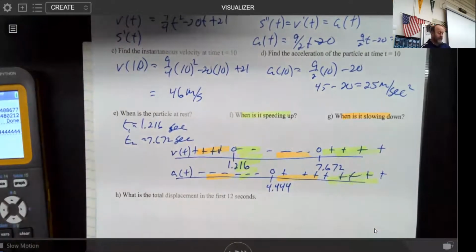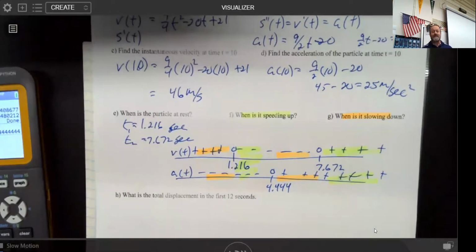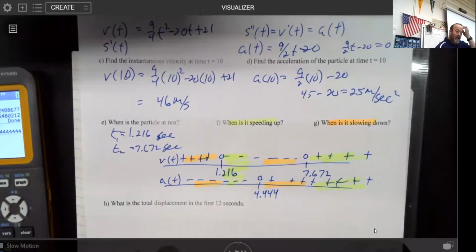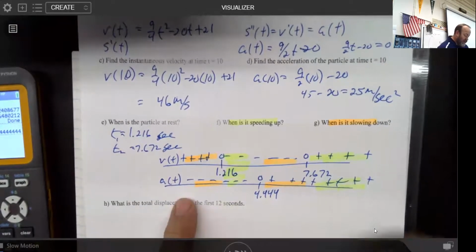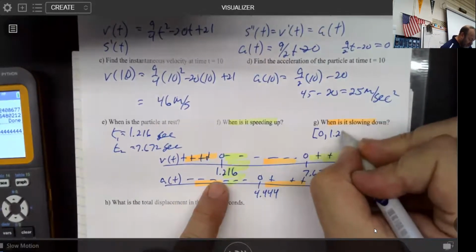Now, of course, this problem is not thorough. There's one little piece that is missing, and that's the assumption that it started at time 0, which is what we would usually do. So just moving along this thing, I would say that it was slowing down from 0 up until 1.216.